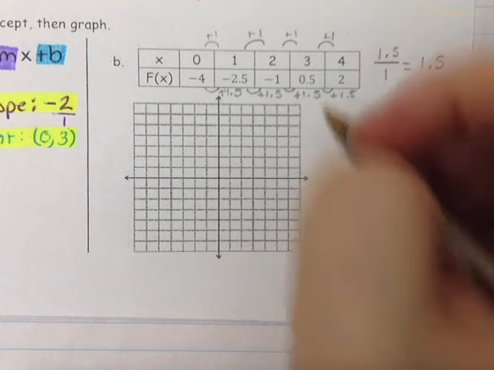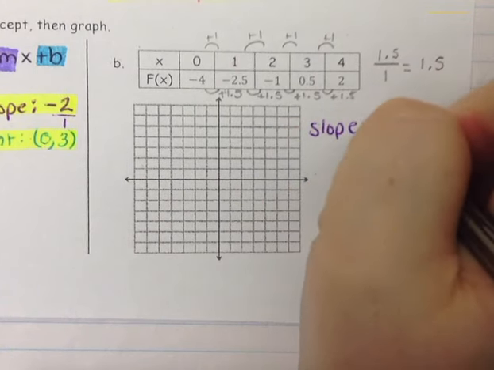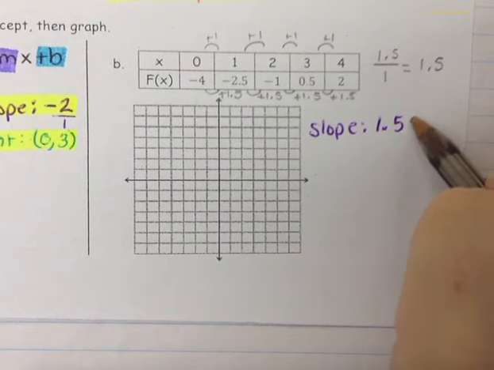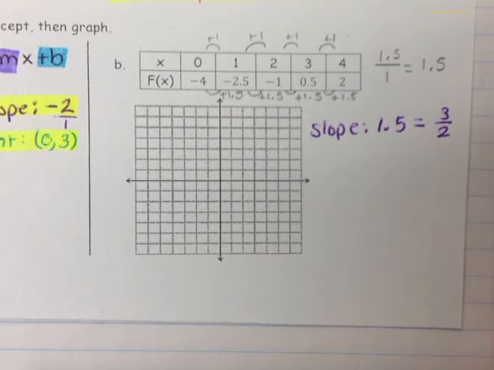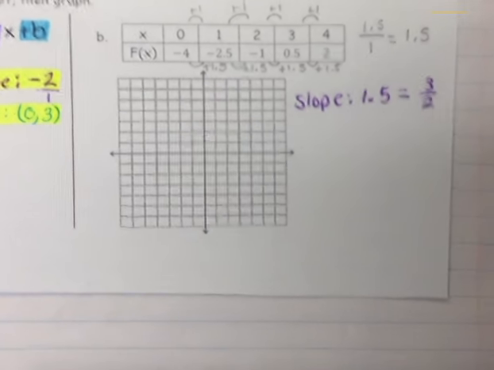This is linear, so our slope is 1.5. However, you never want to actually write your slope as a decimal, because slope we know as rise over run. We want it as a fraction. So this is 1.5. As a fraction, this would be 3/2. So our slope is a positive 3 over a positive 2.